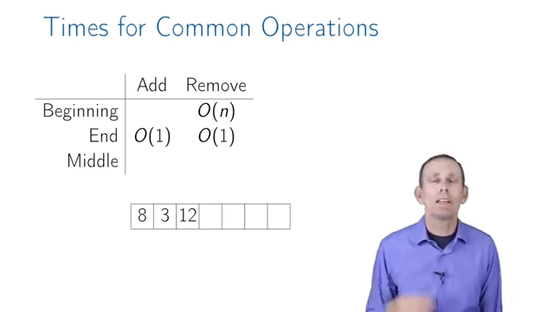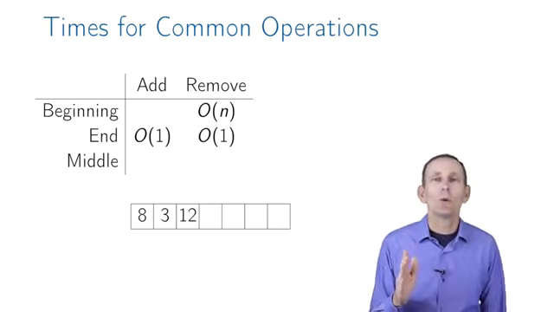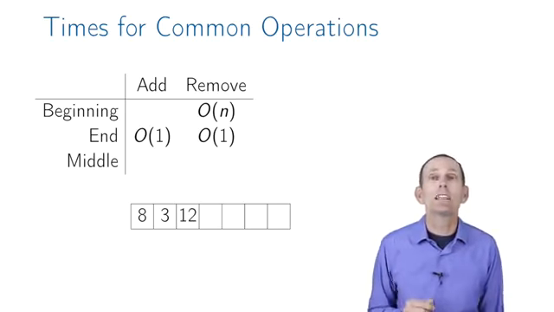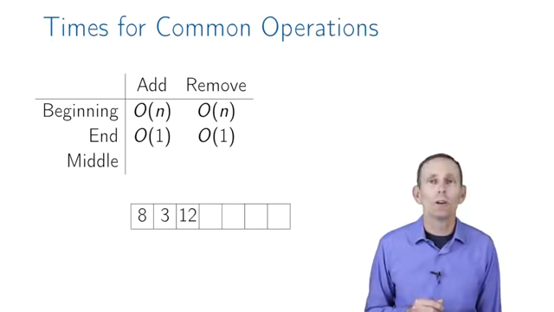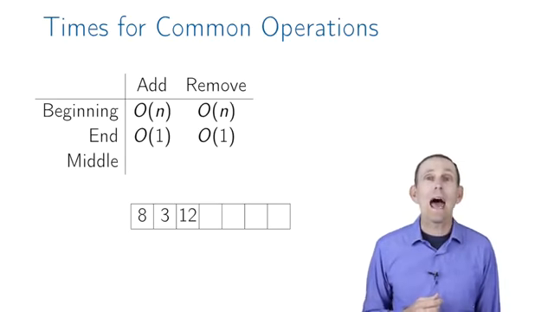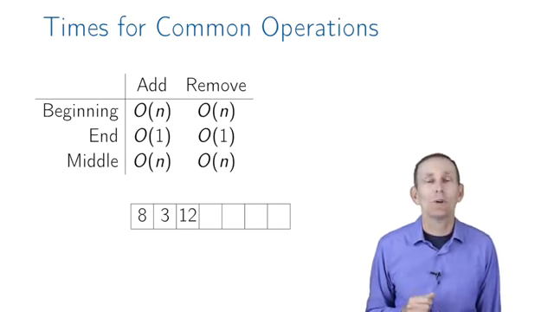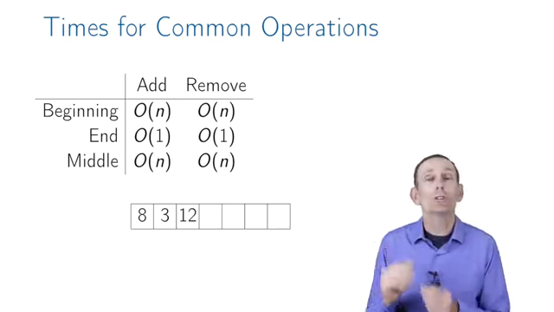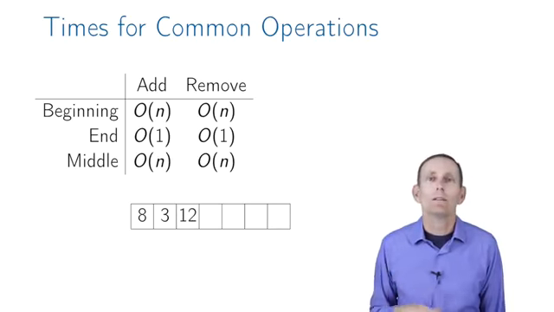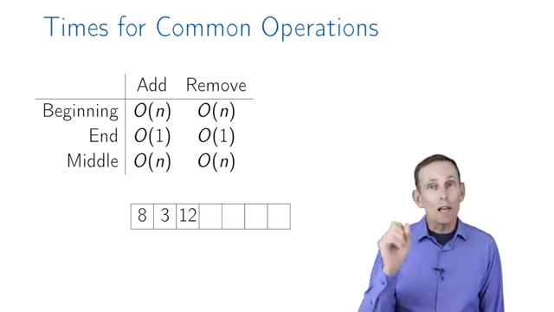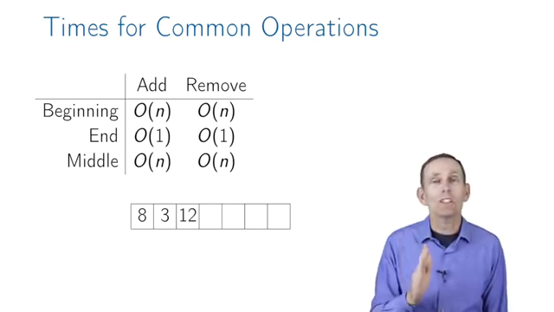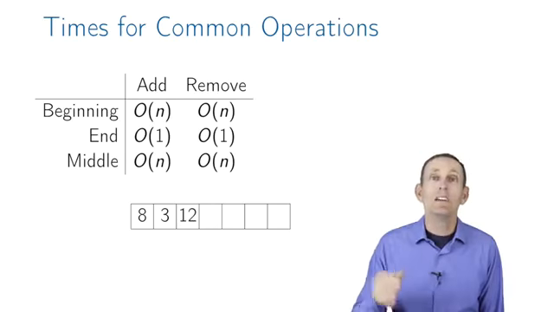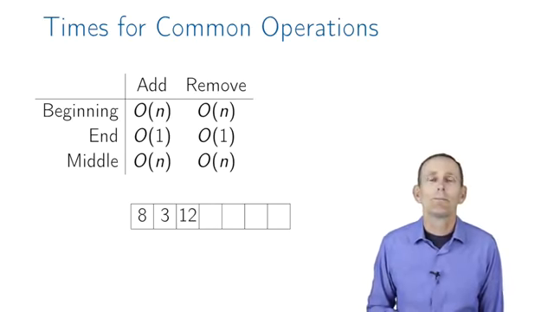Same thing would happen if we wanted to insert at the beginning. So we would need to move the 12, move the 3, and move the 8 to make space for our new element. So that also would be order n. And if we want to add or remove somewhere in the middle, again, that's an order n operation. If we want to add exactly in the middle, we have to move n over 2 items, which is order n. Same thing for removal. So arrays are great if you want to add or remove at the end, but it's expensive if you want to add or remove in the middle or at the beginning.